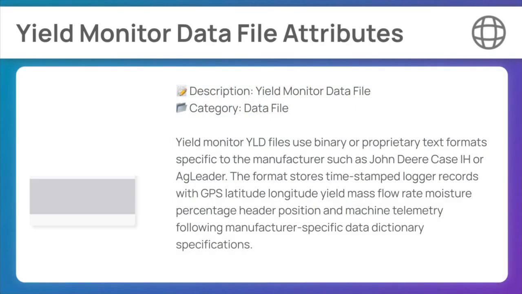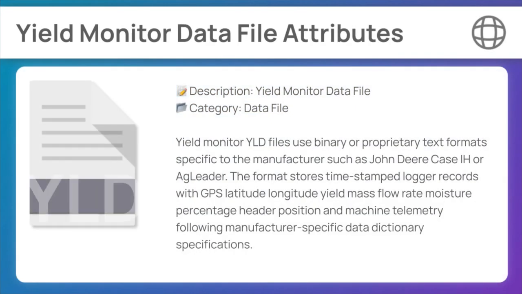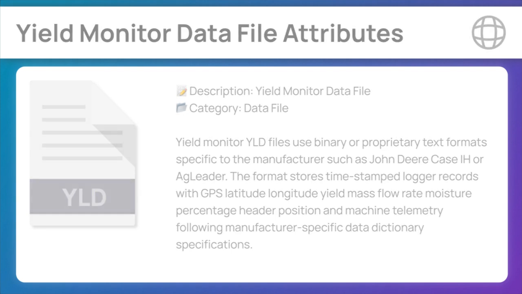Yield monitor YLD files use binary or proprietary text formats specific to the manufacturer, such as John Deere, Case IH, or AgLeader. The format stores time-stamped logger records with GPS latitude, longitude, yield, mass flow rate, moisture percentage, header position, and machine telemetry following manufacturer-specific data dictionary specifications.